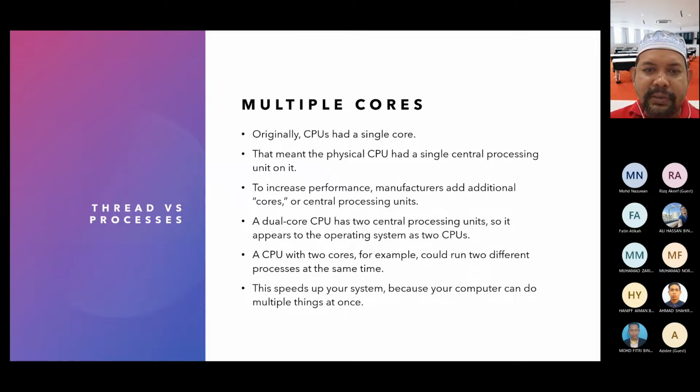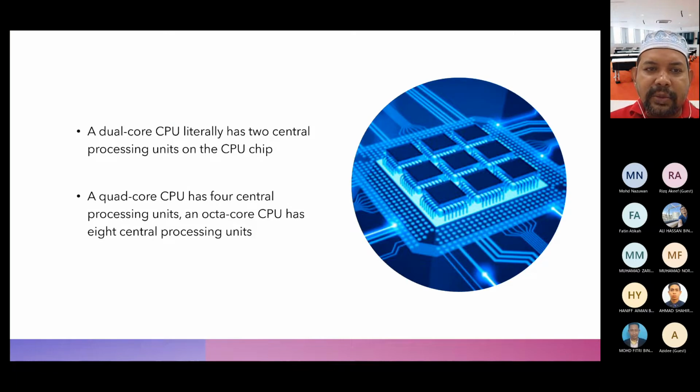Okay, common understanding. Alright. To increase performance, multiprocessors add additional cores or central processing units. So a dual core CPU has two central processing units, so it appears to the operating system as two CPUs. A CPU with two cores, for example, could run two different processes at the same time. So this speeds up your system because your computer can do multiple things at once. A dual core CPU literally has two central processing units on the CPU chip. A quad core has 4 central processing units. Similarly there is octa core with 8, and 6 core too. Alright.